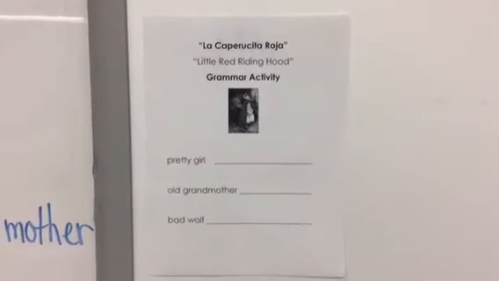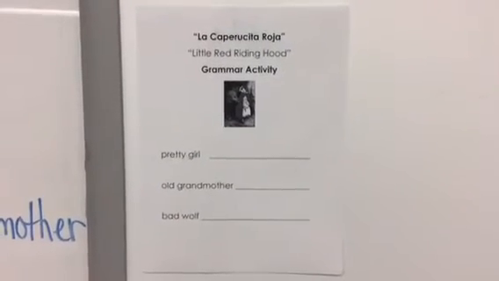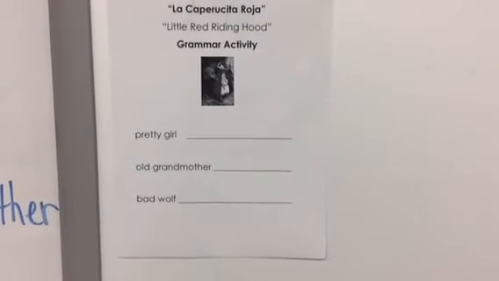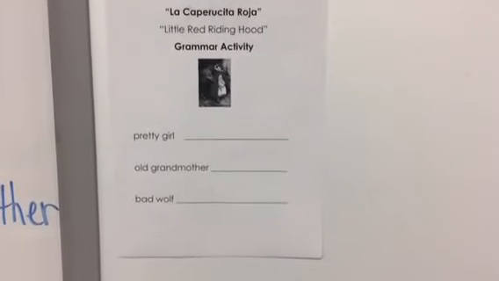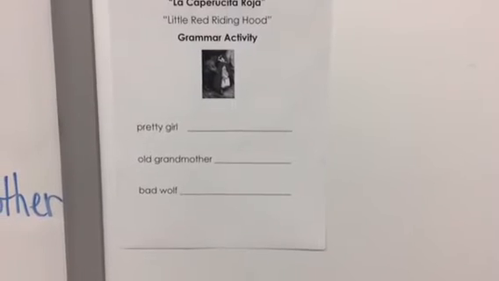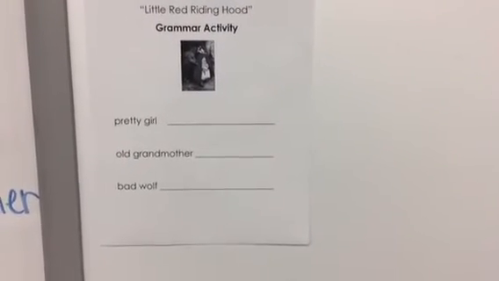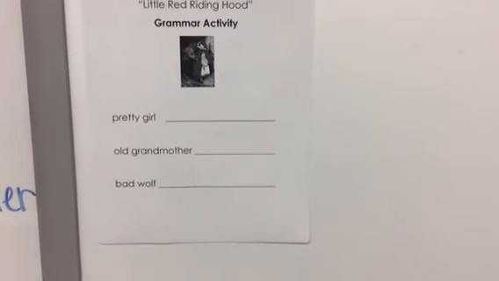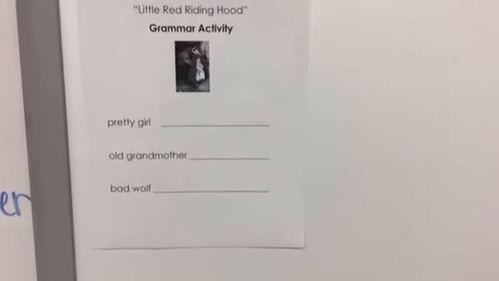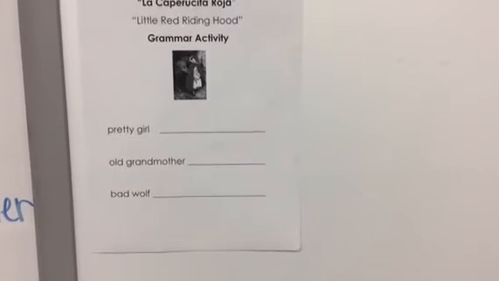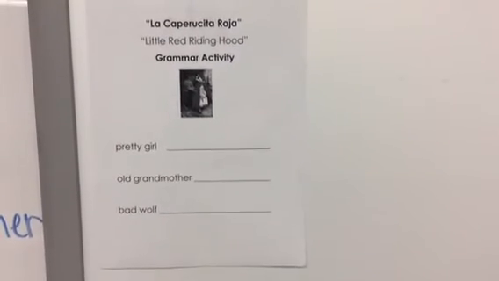And finally, I could give students a grammar activity such as this to practice what they've learned. I've written the noun and adjective combinations in English, and I would want the students to write them in Spanish. So pretty girl would be niña bonita in Spanish. Old grandmother, well, that's abuela vieja. Bad wolf, lobo malo.